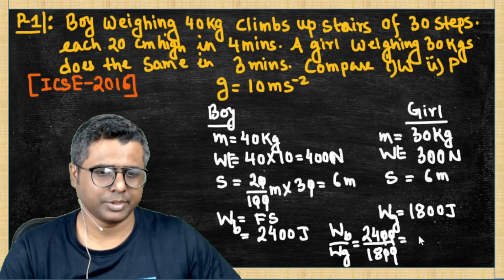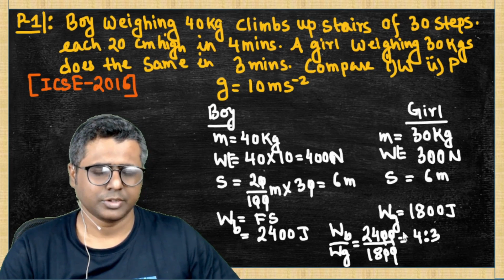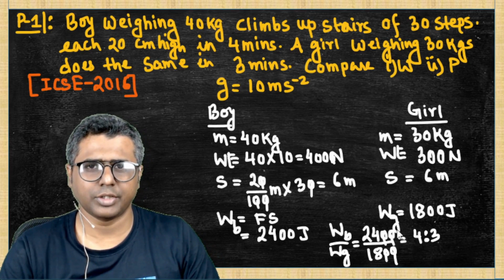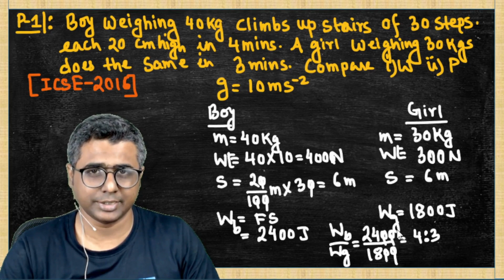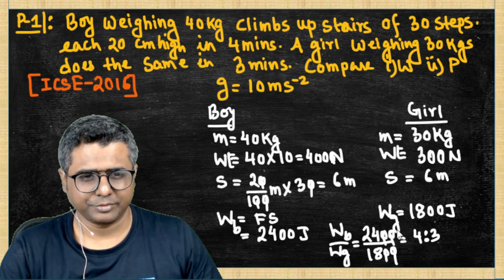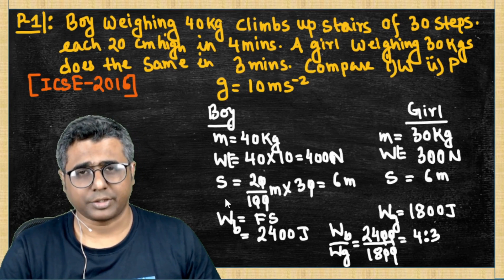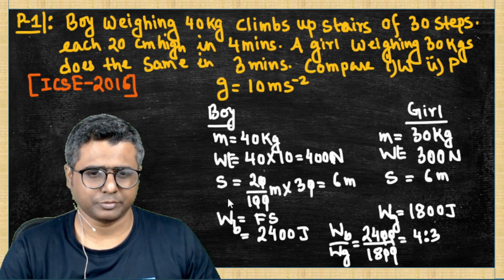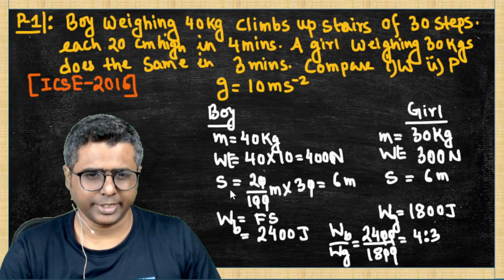So this will be 4:3. This is the ratio of the work done by the boy and the girl. So the girl has done lesser work. Now they also said to calculate the power and find out their ratio. So you have to also calculate the power over here. I'll go to the next page.